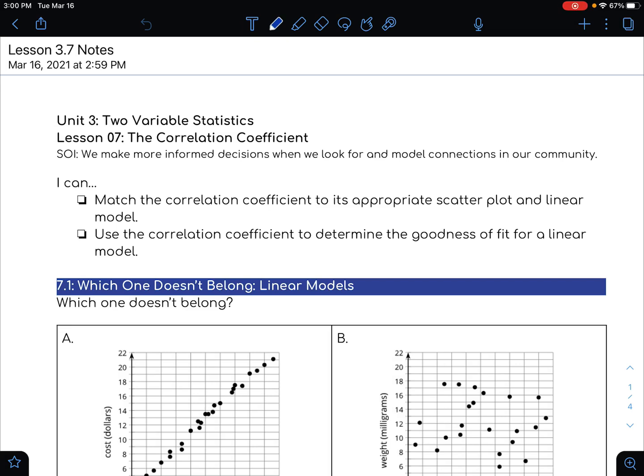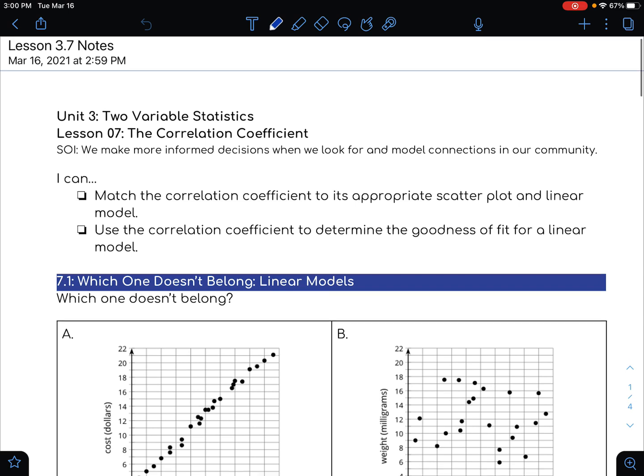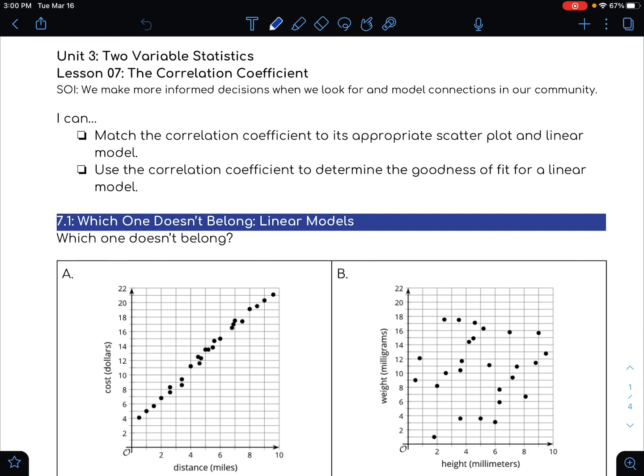All right, now that we have talked about how to do a linear model and talked a little bit about how the residuals show us how well the linear model fits the data, we are going to now take a look at something called a correlation coefficient, which is essentially a way of summarizing all of the residuals into one number that tells you how good the line fits the data. All right, so we're going to be focusing on that term today called the correlation coefficient.